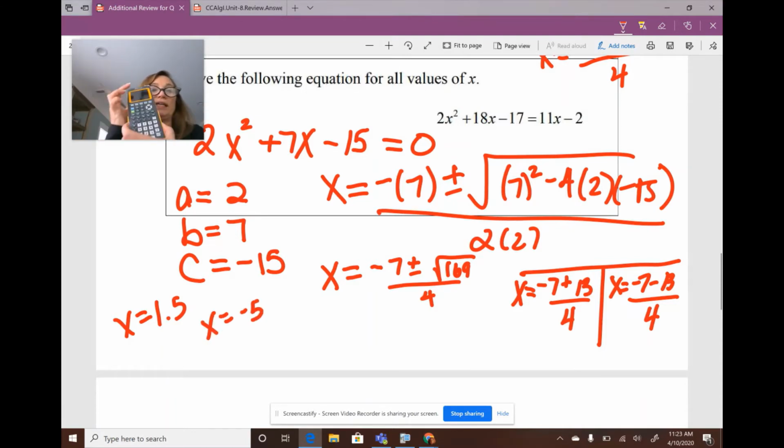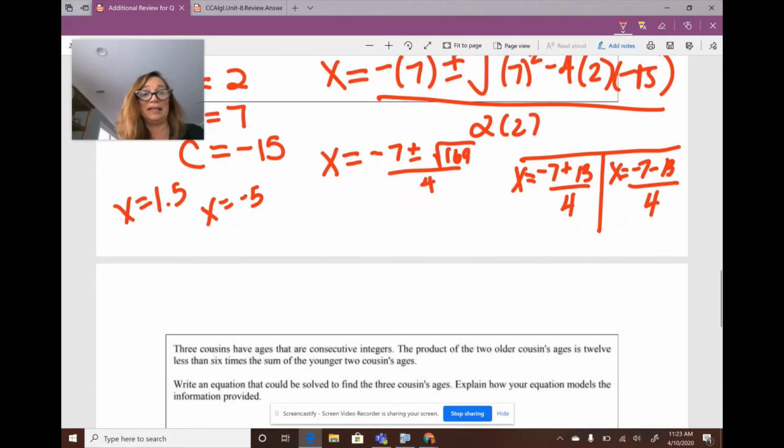Again, you can type it into your calculator, and you can see those on your screen. You'll see the roots in either the table or the graph.